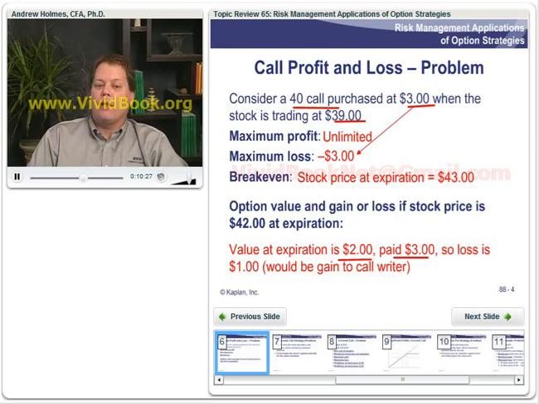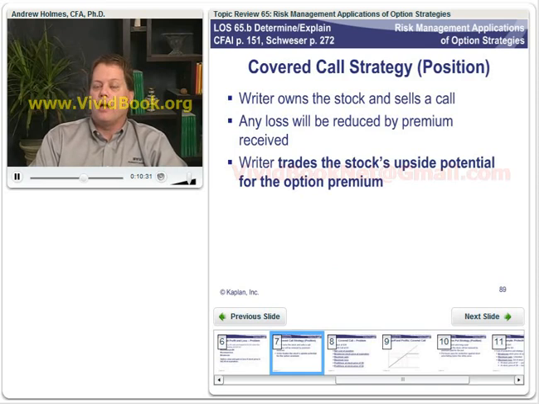Now let's talk about these two covered positions, or these two risk strategies where you're going to take a fundamental security and combine it with a derivative. In this case, we're going to have a covered call, and then we're going to talk about the protected put, and then we are going to be done with all this derivatives material, right?